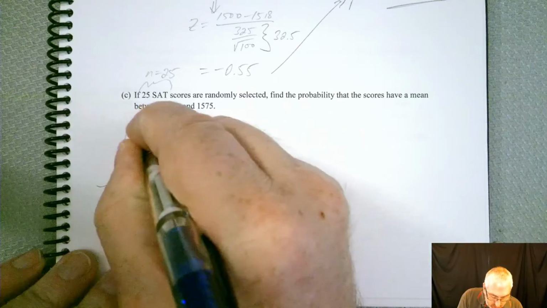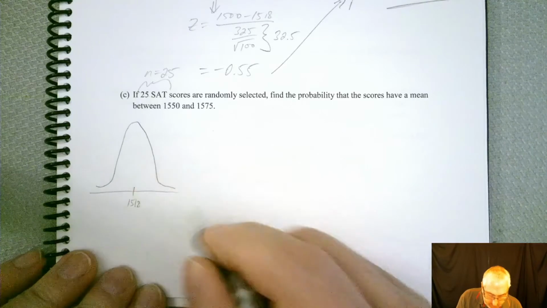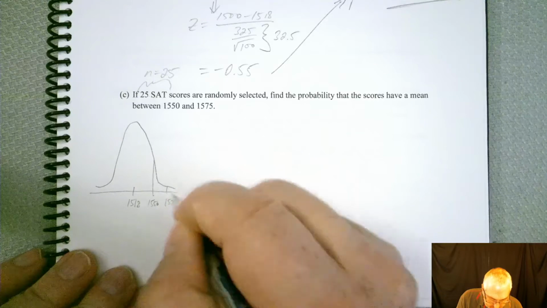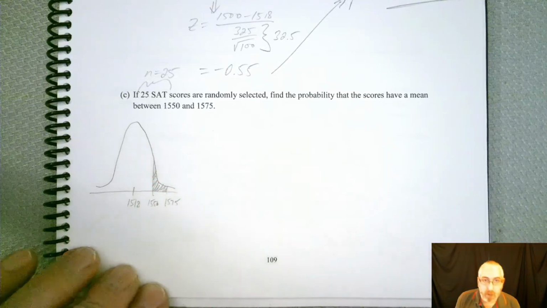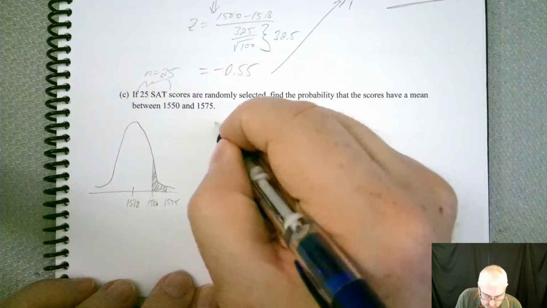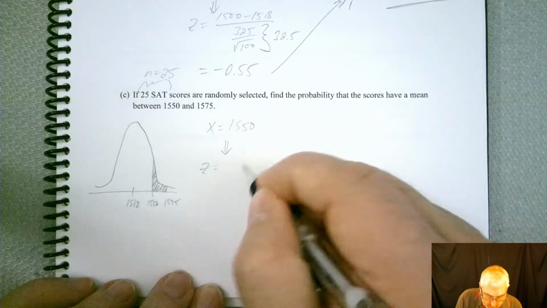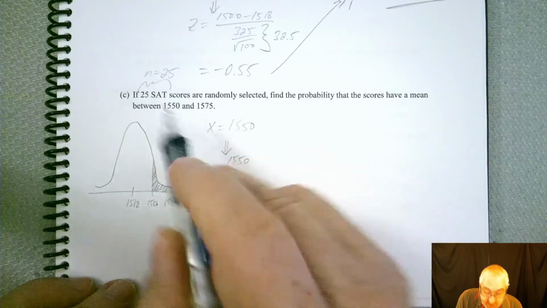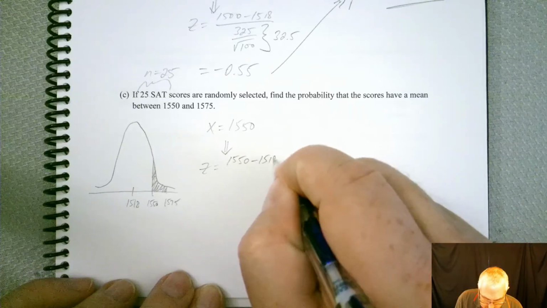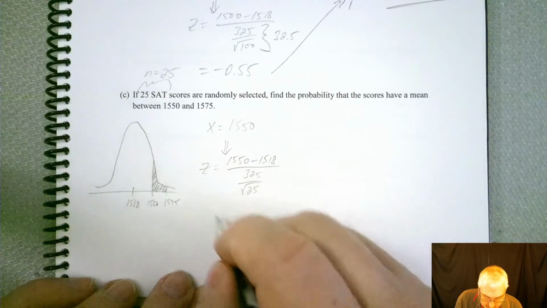And if we wanted to give a drawing here, so we got our 1518 in the middle, 1550 is over here somewhere, and 1575 is right there. And we're looking at this tiny little piece, so our answer should be small. So let's see what we can do. So we're going to use our modified z-score formula because n is not 1. So 1550 minus 1518 divided by 325 divided by the square root of 25.